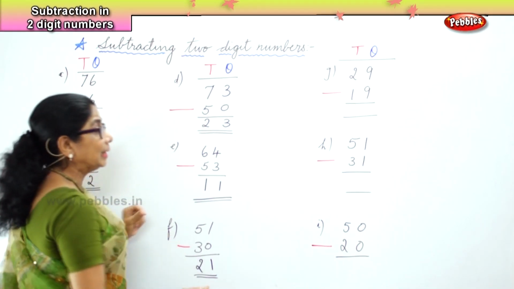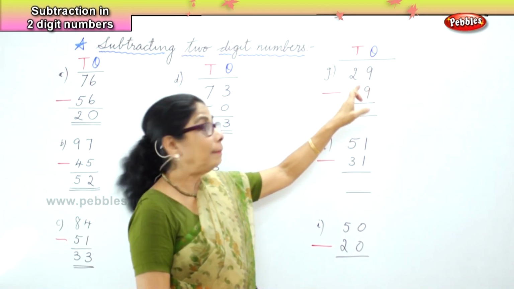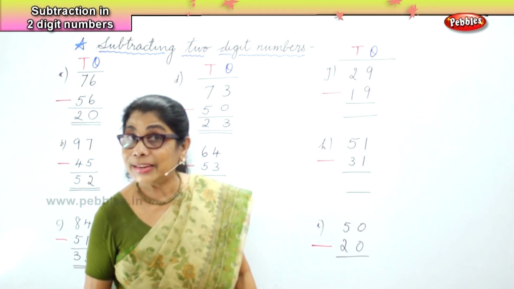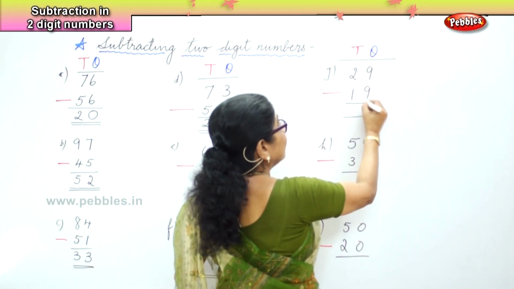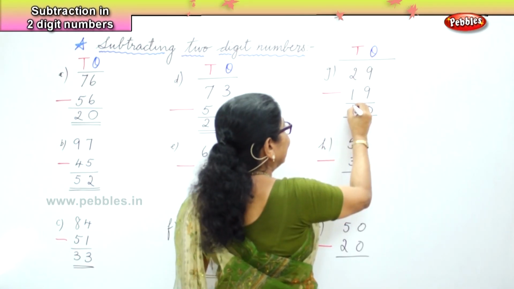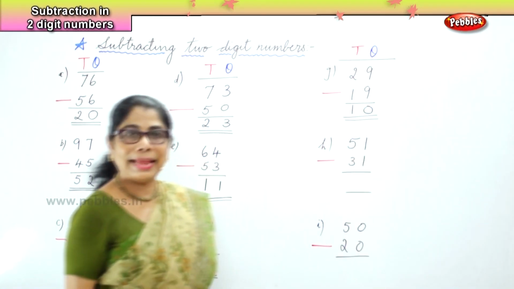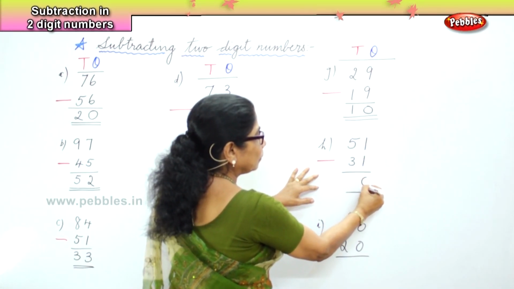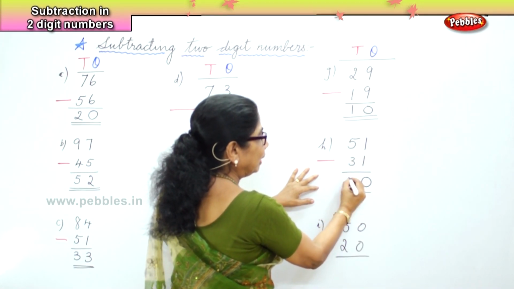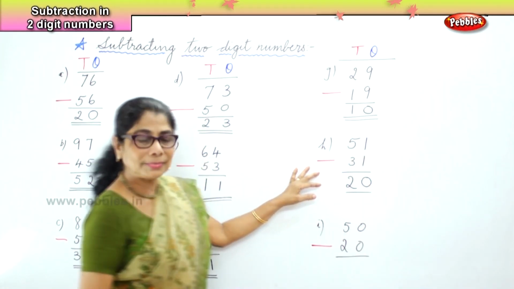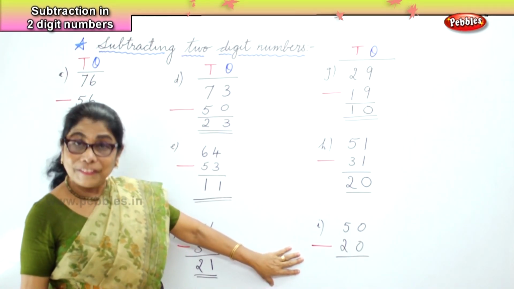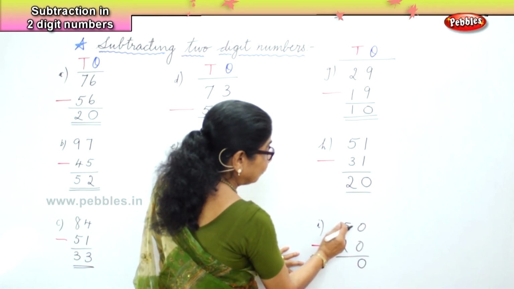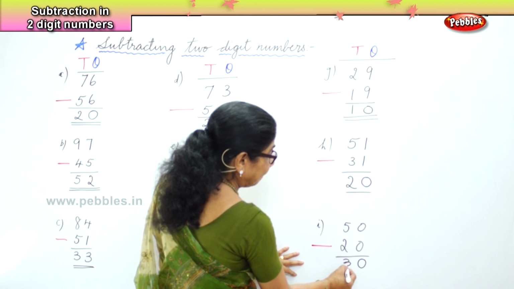Good. The next sum, 29 minus 19. In the ones place you have 9 and 9. 9 take away 9 is 0. Good. 2 take away 1 is 1. Good. Next you have 51 minus 31. 1 take away 1 is 0. 5 take away 3 is 2. Good. Finally you have 50 minus 20. 0 take away 0 is always 0 and 5 take away 2 is 3.